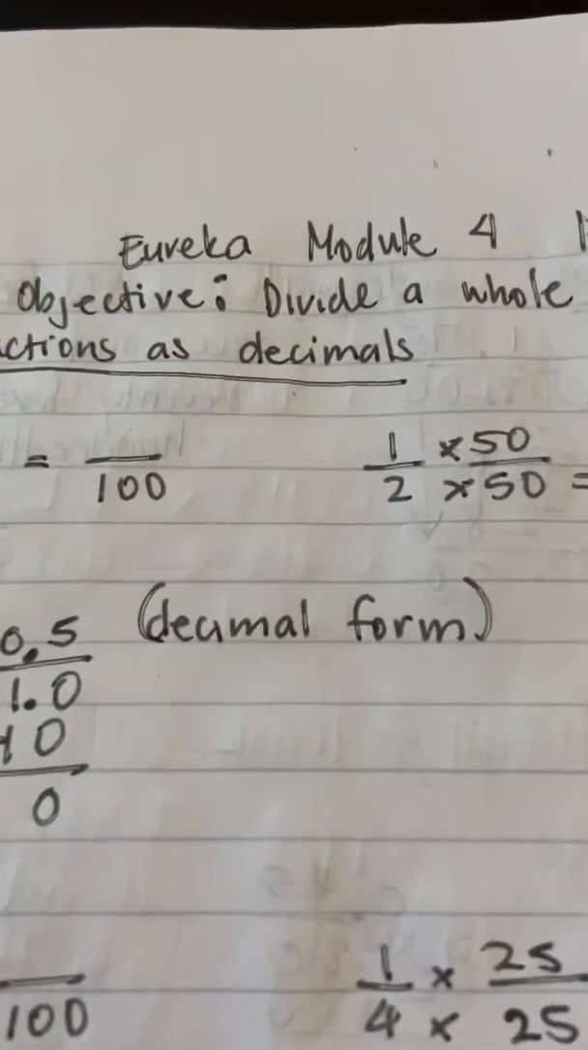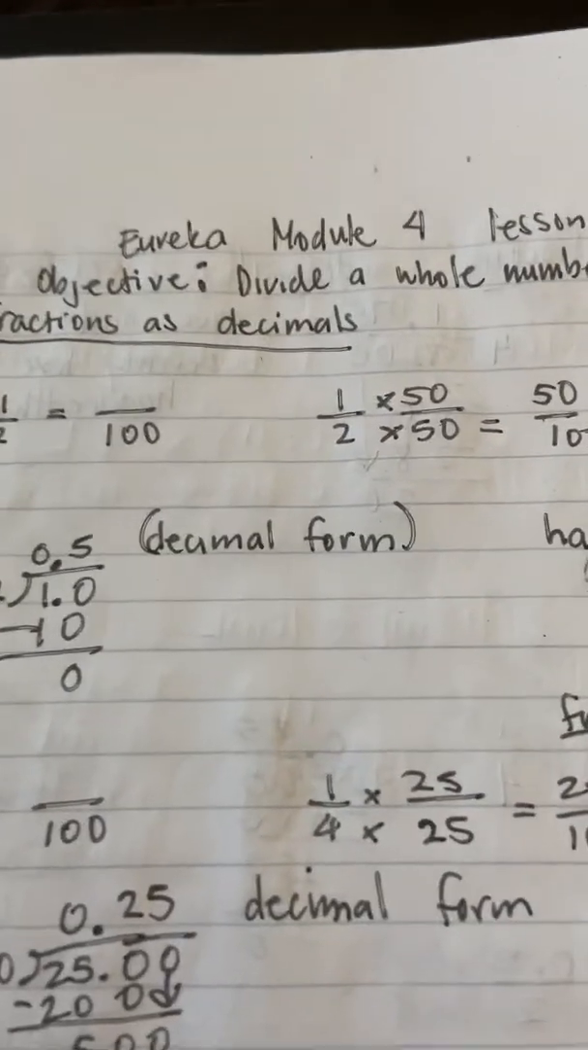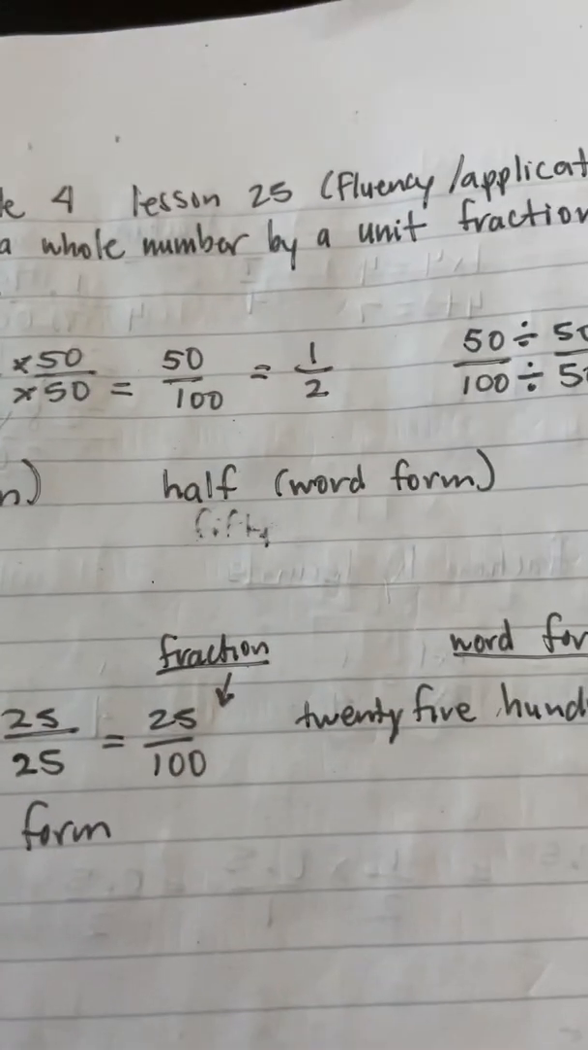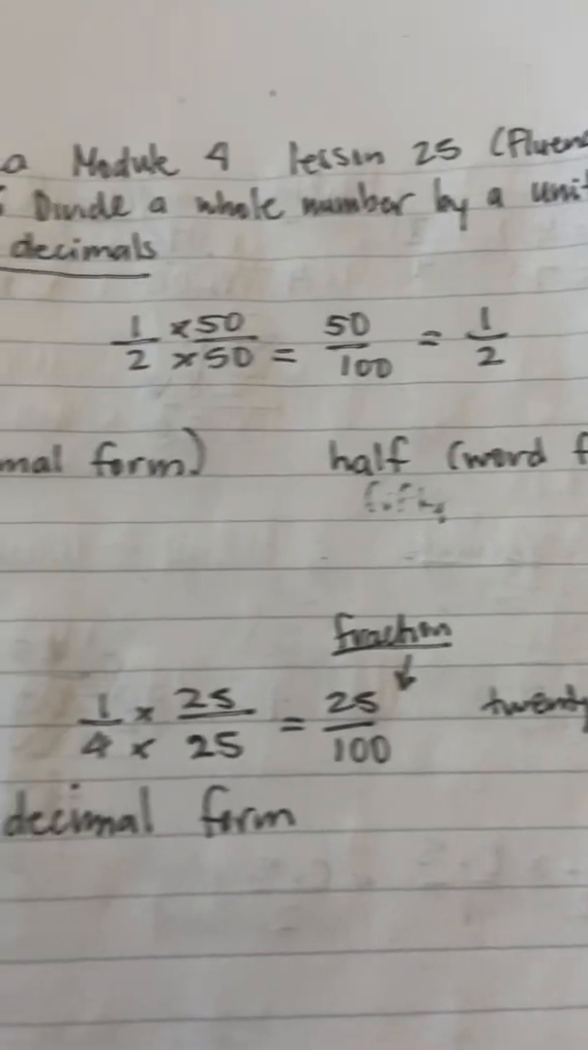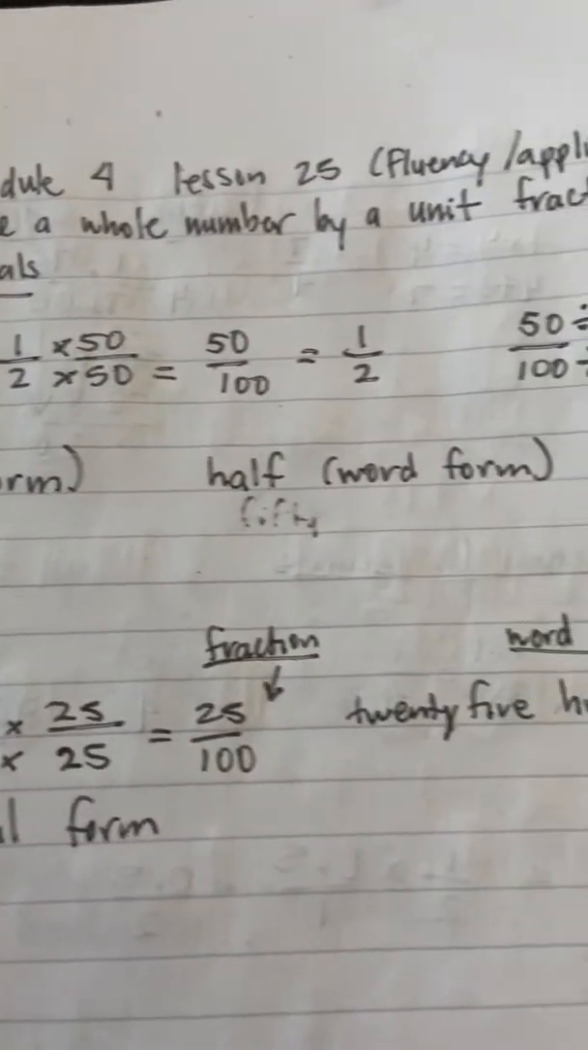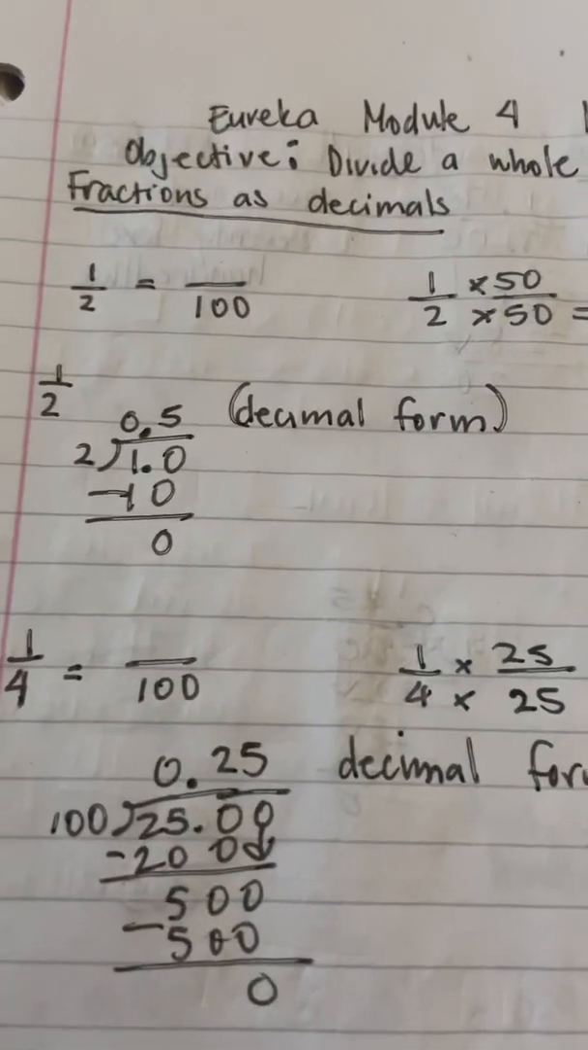All right, everybody, I'm going to continue with today's lesson, Eureka 5th grade, Module 4, Lesson 25, and I'll be going over the Fluency and Application Problem. The objective of this lesson: divide a whole number by a unit fraction.